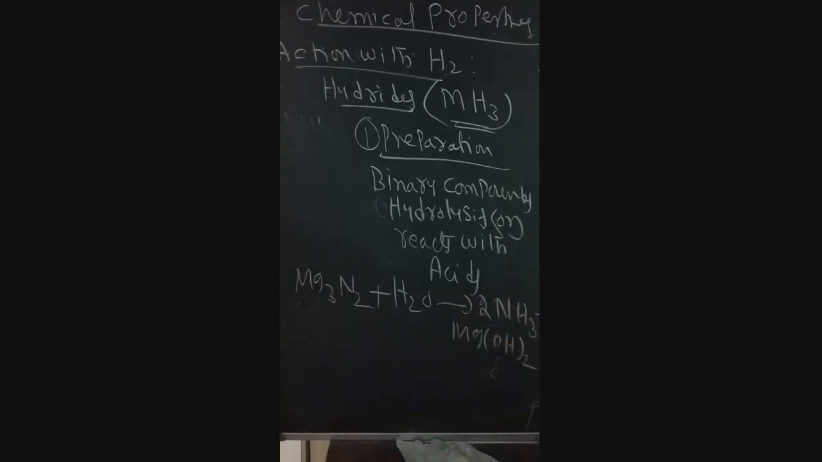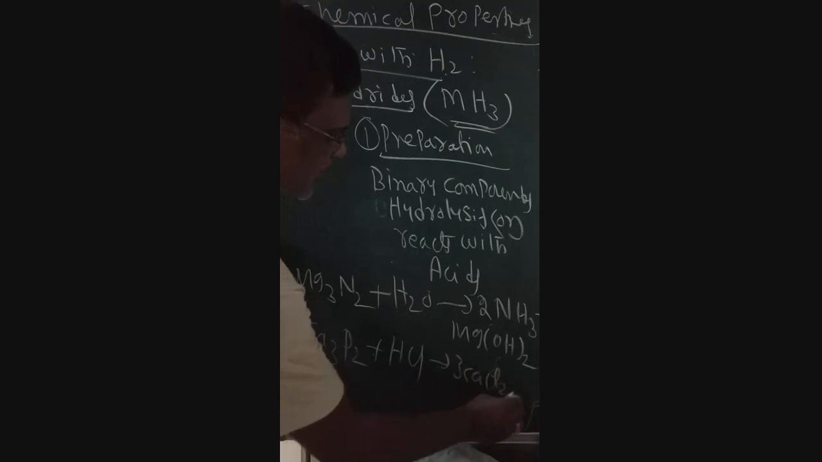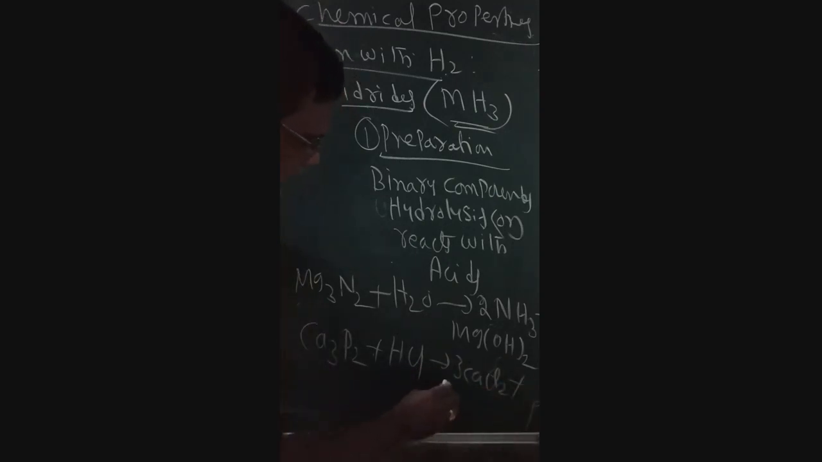Okay children, like this. You can take one more compound also: Ca3P2, calcium phosphide. It reacts with acids also. Suppose you take hydrochloric acid, the product is 3 moles of CaCl2 plus 2 moles of PH3. Phosphine is formed, which is why you take 6 moles of HCl. So I gave examples for preparation of ammonia and preparation of phosphine.